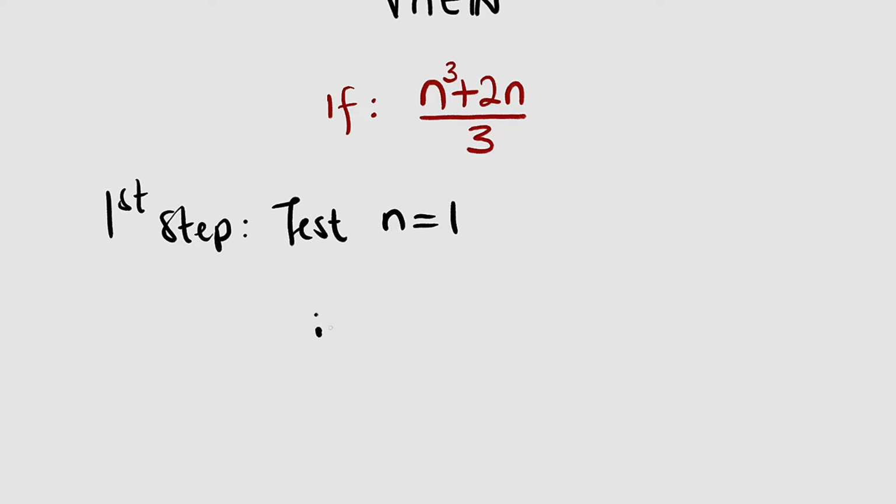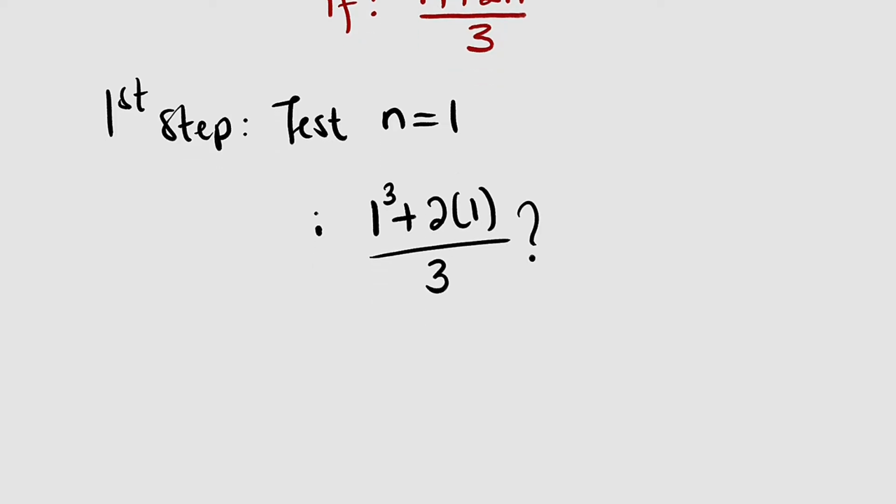We're going to test for n equal to 1. So this becomes 1 to the power of 3 plus 2 multiplied by 1. Is this divisible by 3? That's the question. 1 to the power of 3 is 1, plus 2 multiplied by 1 is 2. 1 plus 2 is equal to 3, and 3 divided by 3 is equal to 1. This implies that it is divisible by 3 when n is equal to 1.